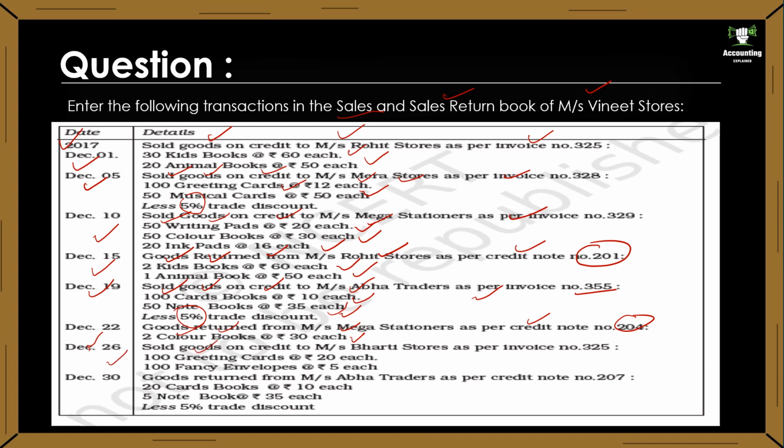December 26, sold goods on credit to Messrs. Bharu Stores as per invoice number 325, 100 greeting cards at rupees 20 each and 100 fancy envelopes at rupees 5 each. December 30, goods returned from Messrs. Abha Traders as per credit note number 207, 20 cards at rupees 10 each, 5 notebooks at 35 each. Less 5% trade discount.